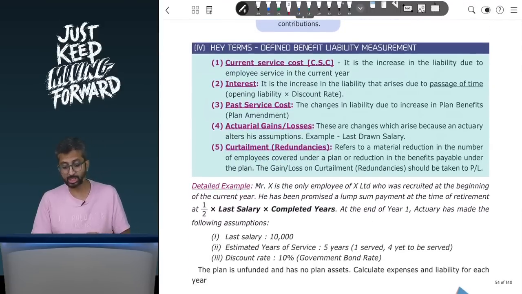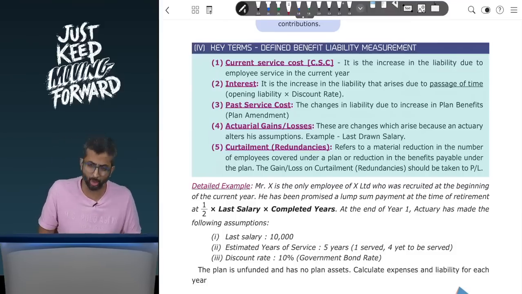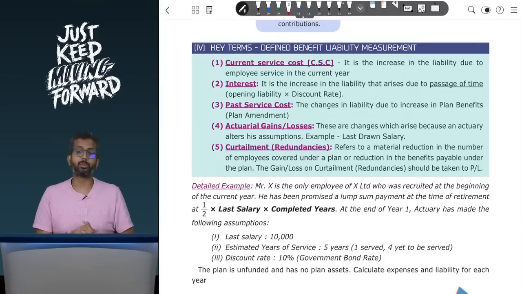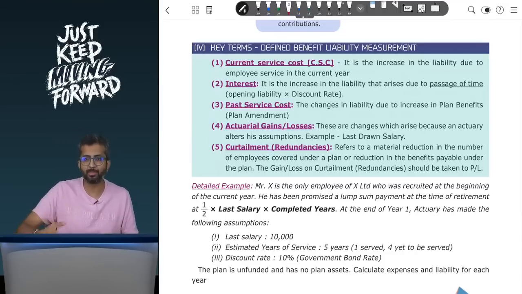Okay, key terms in case of a defined benefit plan. This is a complex working for which we have had a detailed example over here. You can refer to that in your leisure time if you have. The key term over here in case of a defined benefit plan is the current service cost. What is the current service cost? The benefit that arises due to current year service. Because you rendered current year service, there is some benefit that arises, that is called current service cost.